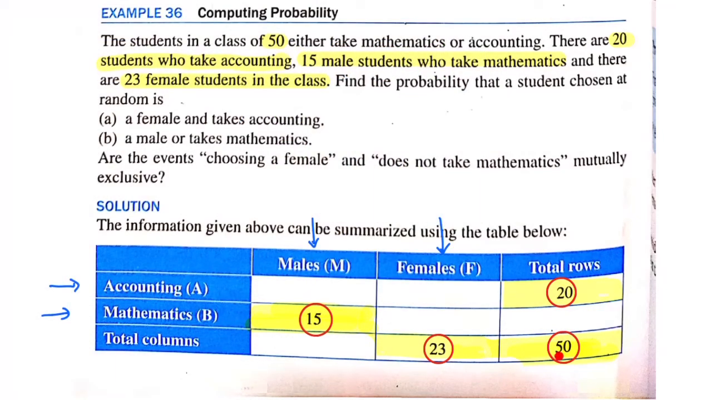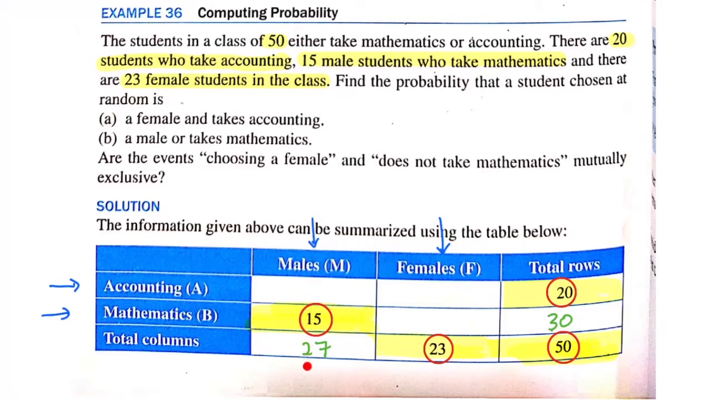Okay, so since this is 50, the total row here is 20. Therefore, this is just 30, because 20 plus 30 is equal to 50. Let's see the total for columns here. The grand total is 50. This column here is 23. So we can write here this is 27, because 27 plus 23 is equal to 50.